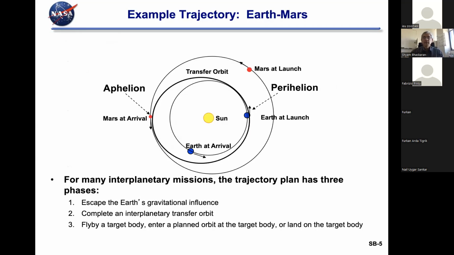So here's a simple example of a planned route to Mars. I don't know if you can see my pointer or not, but hopefully you can. If not, I'll try to point it out here. Can you see it? Okay, great, thank you.